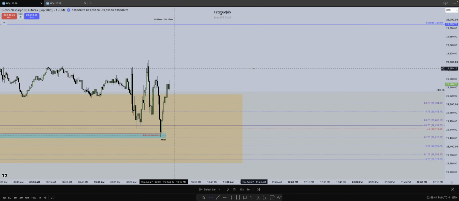Okay, the algorithm has told us where it wants to go now. This displacement shows us where it wants to go. We can have retracements, but it's shown us where it wants to go. And what happens? Price can't even get into any of these inefficiencies. Can't even get into the inversion, right?